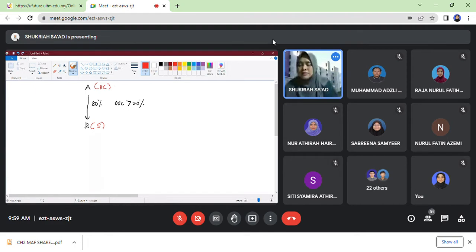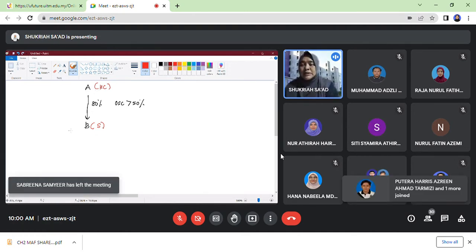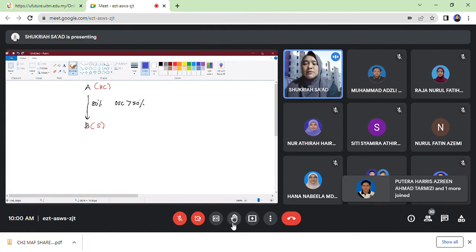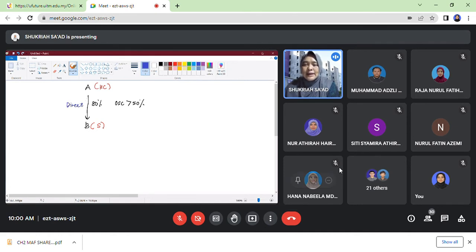Betul ke kelas? Bila A acquire ordinary share capital in B more than 50%, so A has element of control over B, okay, by 80%. So A become a parent ataupun holding company, B become a subsidiary. Okay, if you look at here, relationship between A dengan B, this we call it direct. Direct kan? A control B. Ni dia panggil direct controlling.